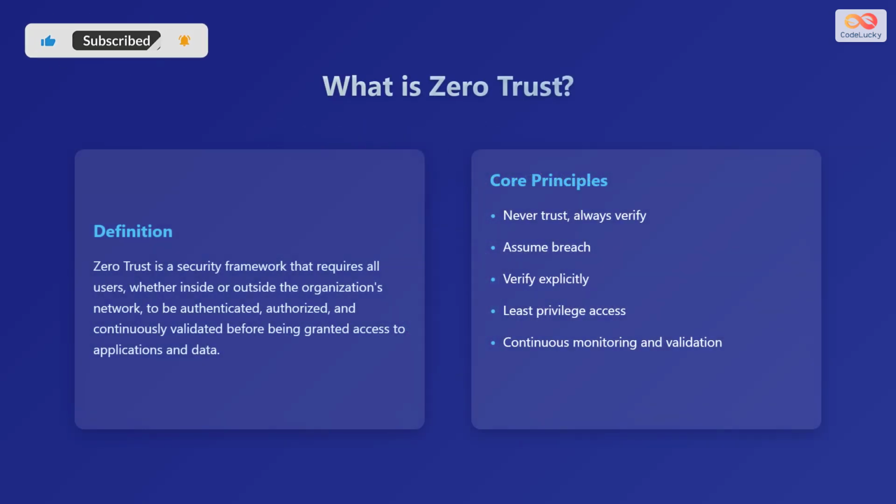Let's define zero trust. Zero trust is a security framework. It mandates that all users, whether they are inside or outside of the organization's network, must be authenticated, authorized, and continuously validated before they are granted access to applications and data. Its core principles are: never trust, always verify, assume breach, verify explicitly, provide least privilege access, and finally, ensure continuous monitoring and validation.